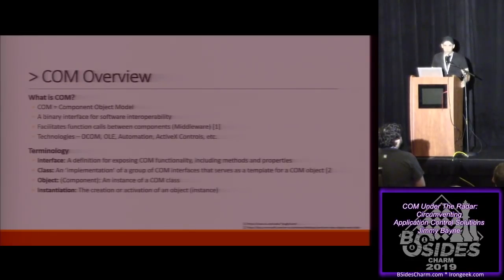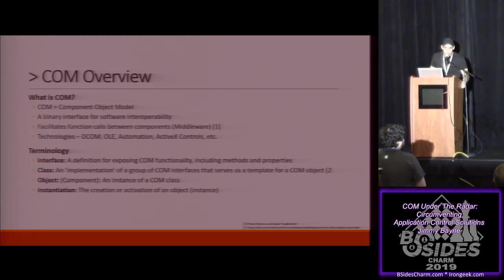Okay, so what is COM? COM stands for the Component Object Model. It is a binary interface for facilitating function calls between components. Components are also called objects. A little redundant, right? So functionally, it's really middleware. It allows two or more applications to communicate regardless of the programming language implementation, the underlying OS, but in reality, it's a major part of the Windows operating system. There's some key terminology that we'll use here.